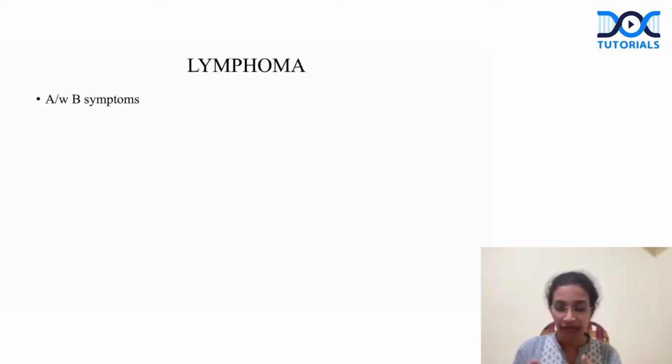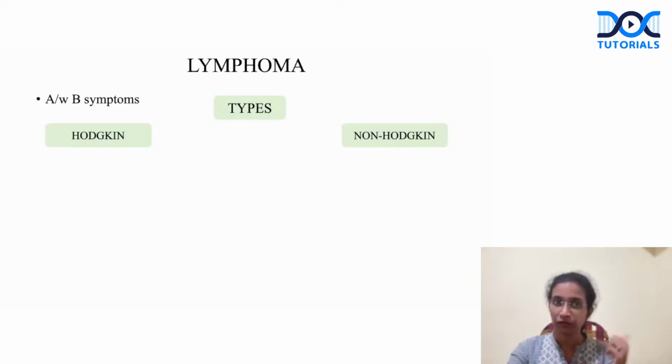Again, in the history part, for tuberculosis you'll be eliciting an evening rise of temperature, all those B symptoms will be there. Again, in lymphoma, there will be B symptoms like fever, night sweats, weight loss, and pruritus. And there are two types of lymphoma, which are Hodgkin's and non-Hodgkin's.